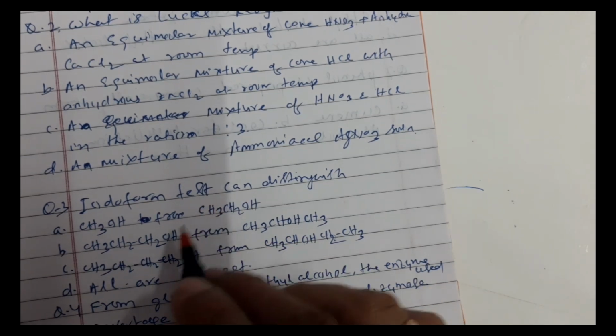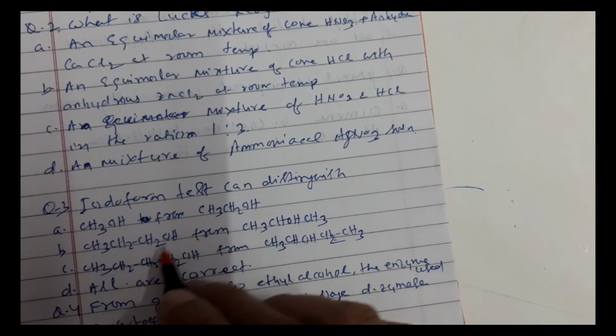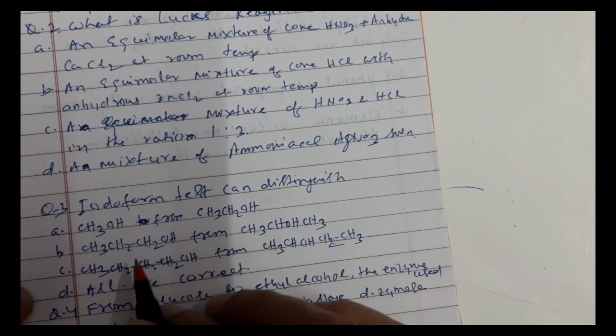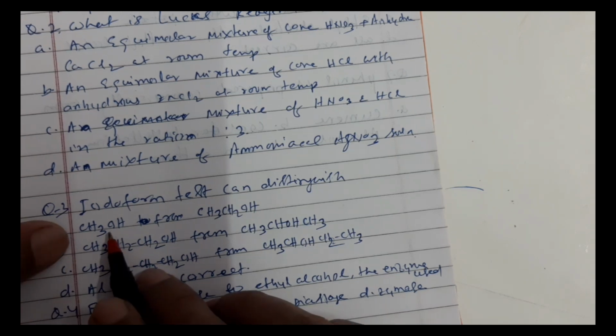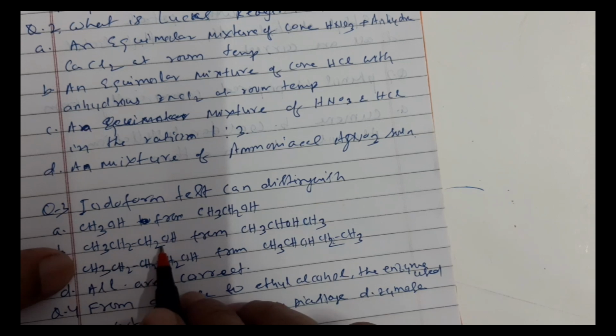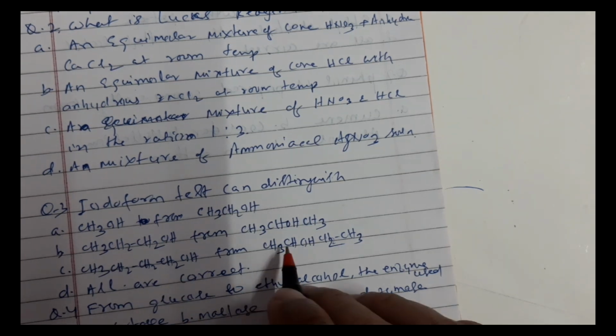So generally, from the choices, D is the correct answer. Okay. So CH3OH is not giving the iodoform test, and this one is not giving the iodoform test, and this one is not giving the iodoform test. Okay. But these are giving the iodoform tests.